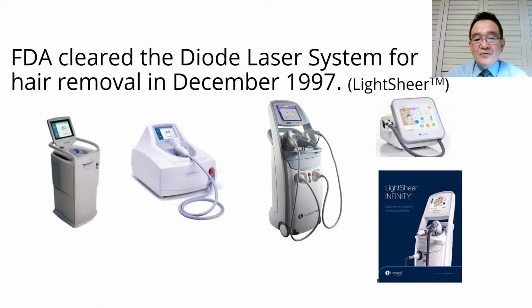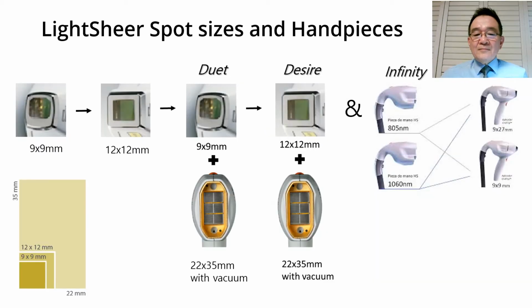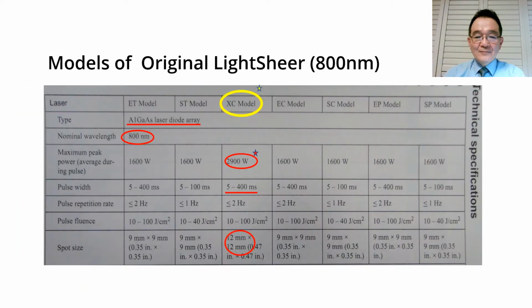FDA cleared the diode laser system for laser hair removal in December 1997. The first diode laser system was LightSheer, and after that, various LightSheer models were introduced into the market. LightSheer spot sizes and handpieces have changed, and if you know the spot sizes of LightSheer, you can easily understand the various models of LightSheer. There are several models of original LightSheer.